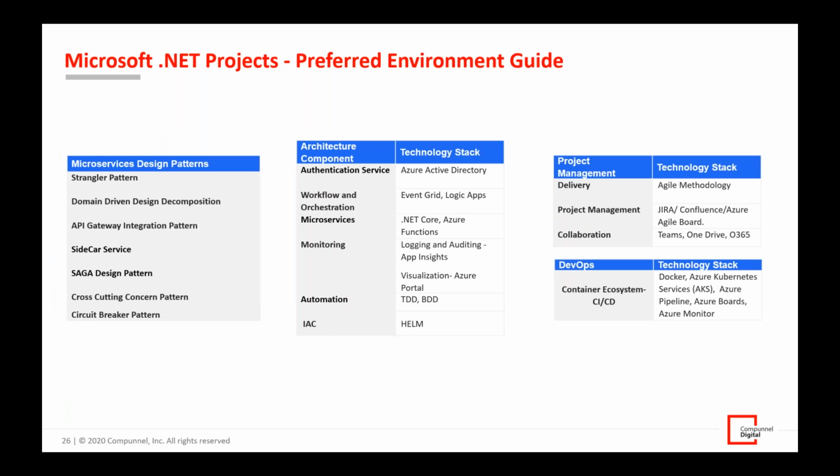So, the preferred environment guide. This is our overall learning, and from our experience, this is what you really need to have a preferred environment. Microservices design patterns: we talked about Strangler, domain driven design, most of them. API gateway, we talked about that. Even sidecar is a design pattern. Many organizations have adopted the sidecar design pattern as a microservices pattern too.